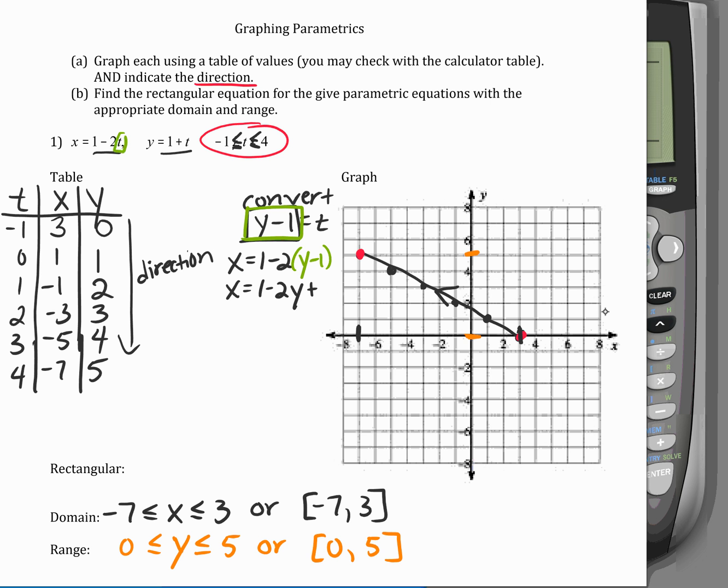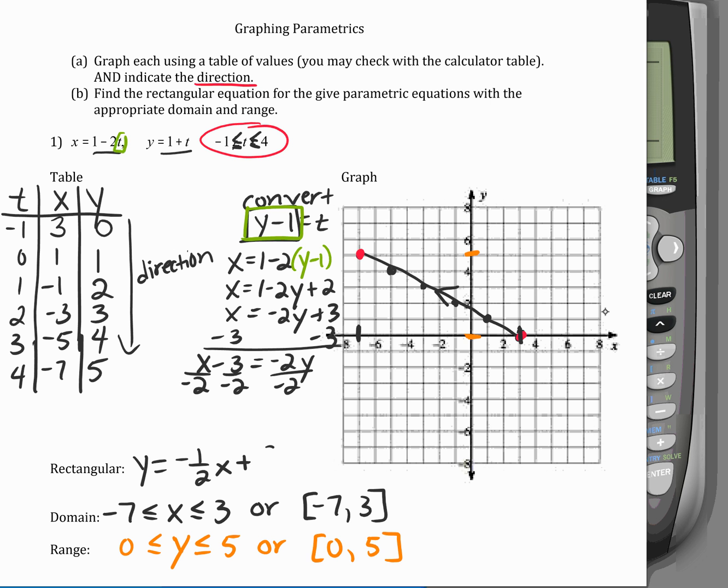And then we'll do some distributing and solving. And then since this is linear, we want to solve this for y. So subtract 3, divide by -2 each of our terms. So we end up getting y is equal to -1/2 x plus 3 over 2.